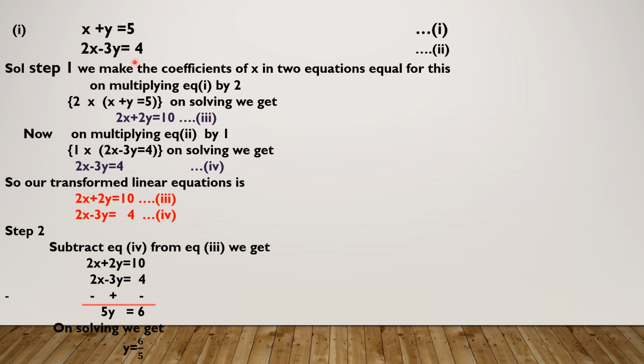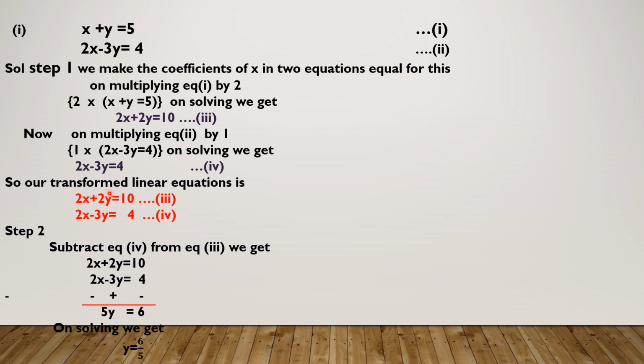For this we have to equate the coefficient of variable x in both equations. So we make the coefficient of x in the two equations equal. For this we multiply the whole first equation by 2. On multiplying x plus y equals 5 by 2, we get 2x plus 2y equals 10, and we consider it as equation number 3. Similarly, we take equation number 2, 2x minus 3y equals 4. We multiply the whole equation by 1, and we get 2x minus 3y equals 4, and we consider it as equation number 4.